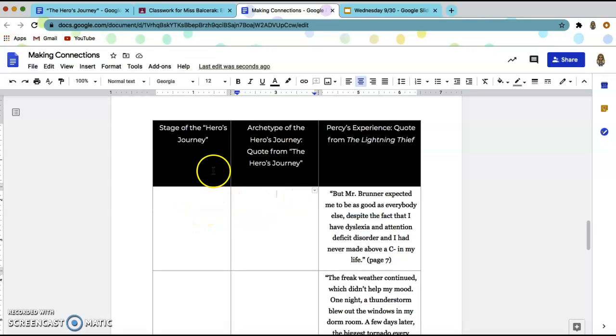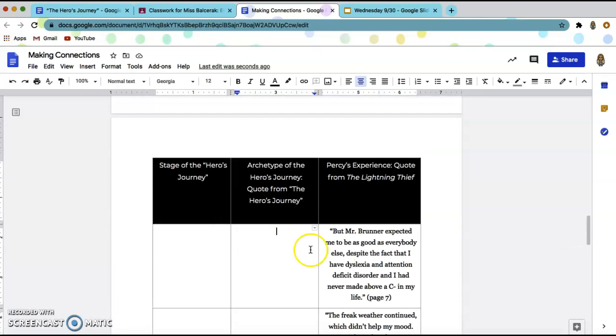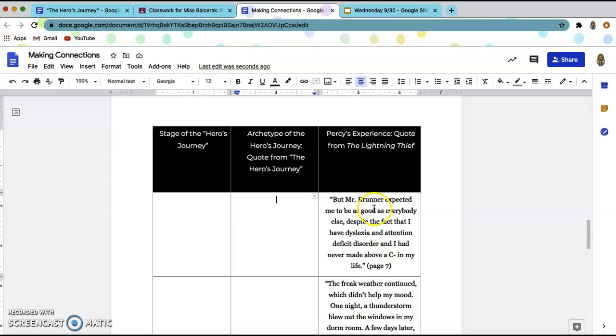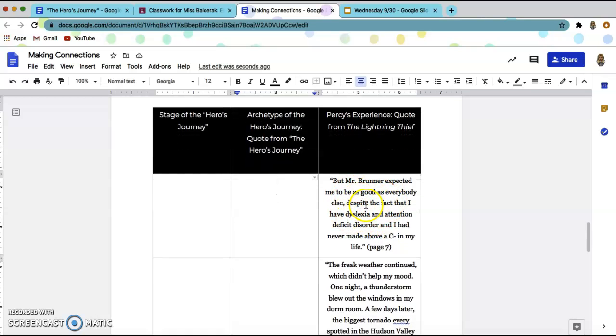So the first two boxes are going to be empty, as you will see, and you're going to be given a section in the story. You'll have to first read what happened to Percy in this section. "But Mr. Brunner expected me to be as good as everybody else, despite the fact that I have dyslexia and attention deficit disorder, and I had never made above a C- in my life." So we're reading that experience that Percy has in The Lightning Thief.